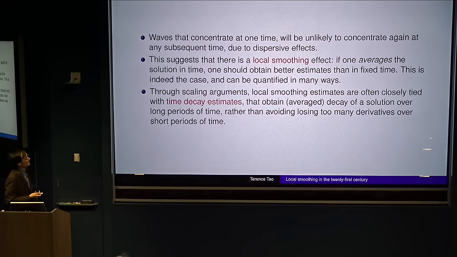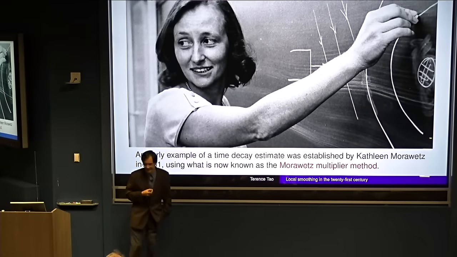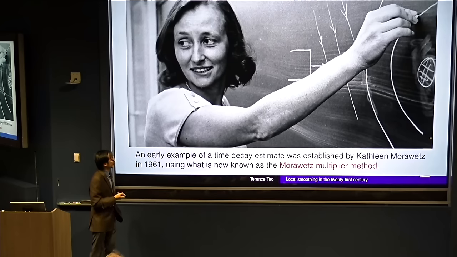To summarize hundreds of years of wave harmonic analysis and wave equations, people have basically been proving lots and lots of local smoothing and time decay estimates. I will not survey all of them, that is impossible. One that I quite like, which is one of the first ones actually, is the Morawetz estimate. There's a whole family of Morawetz estimates, but it was introduced by Cathleen Morawetz back in the 60s using what we now call the Morawetz multiplier method.